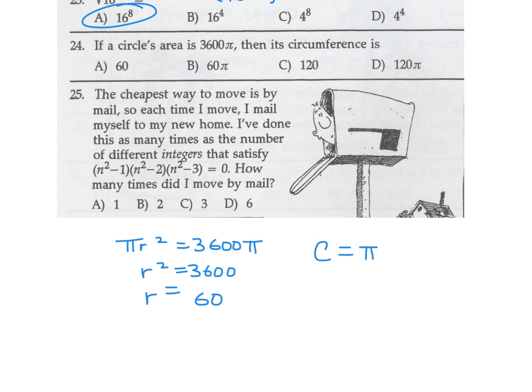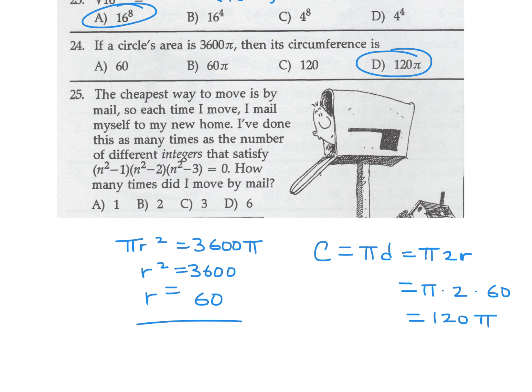Circumference is given by the formula pi d, and d is the diameter, and the diameter is also equivalent to 2 times the radius, 2r. So pi times 2 times r, which we calculated over here as 60, and that looks to me like 120 pi. So number 24, the answer is D.